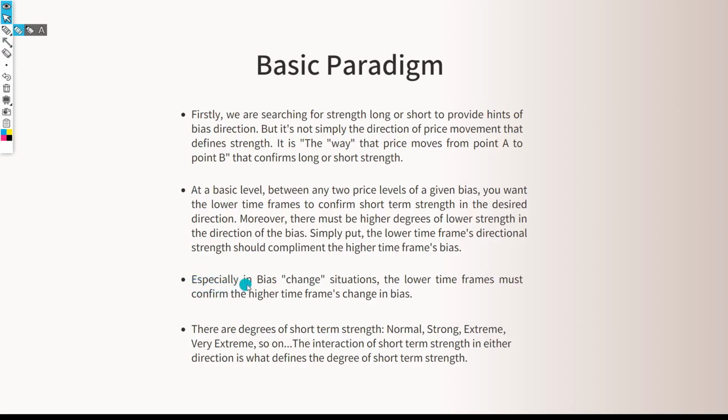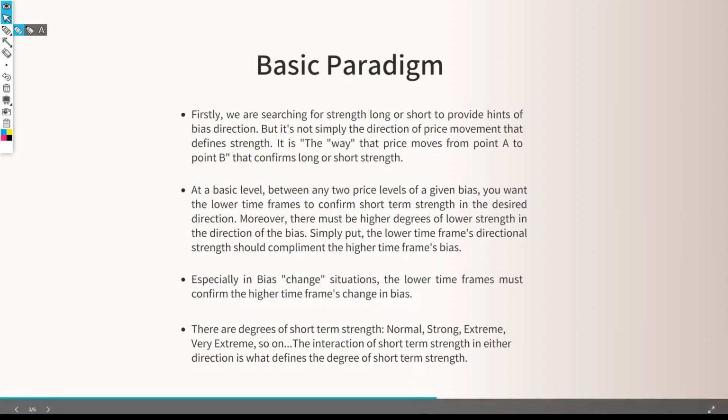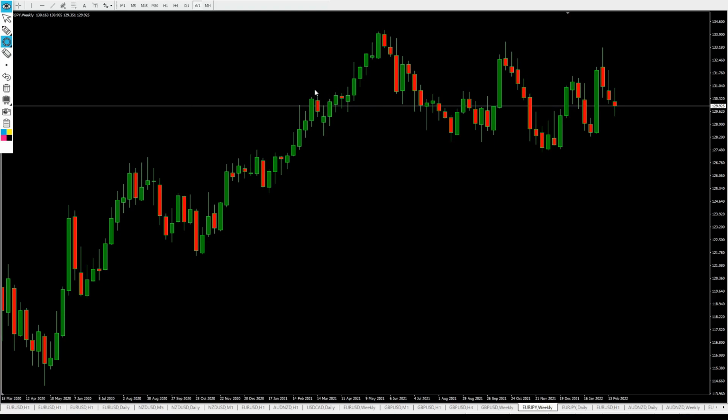Okay, so especially in bias change situations, the lower time frames must confirm the higher time frame change in bias. Again, in my forecast, if you recall, this pivot right here had more short strength than the long strength of this pivot right here. And so at that point, the bias became short. However, recall, this short trade hit its main target at a monthly gap level that runs right through here, which changed the bias into long.